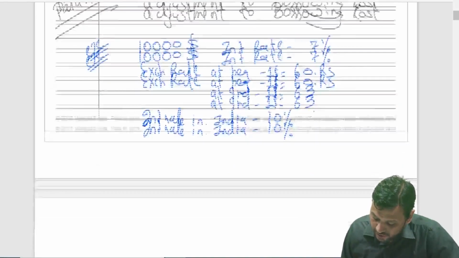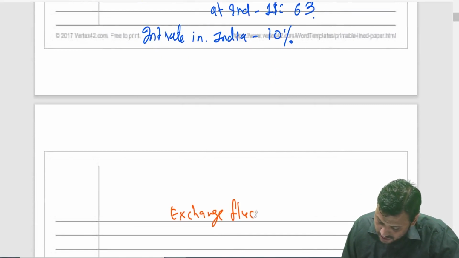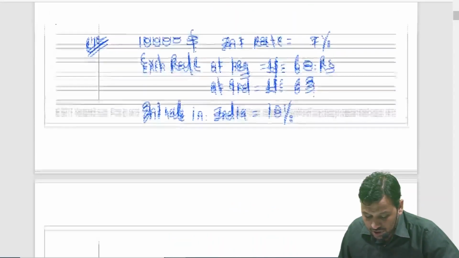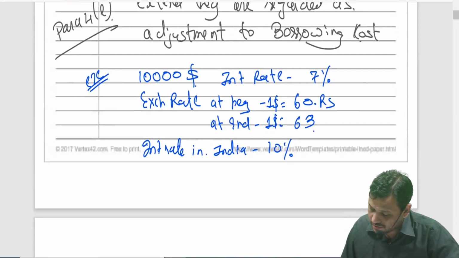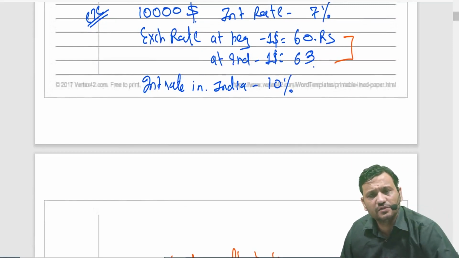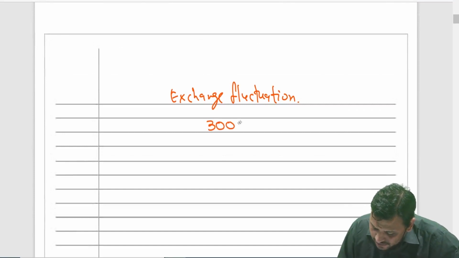So now, my dear, what is happening is you have exchange fluctuations. What is the quantum of your exchange fluctuations? Can I say it will be $10,000 into 3 rupees, 30,000? How did I get it? 60 will become 63 at the end of the year. The loan is not yet paid. It is not yet settled. I will translate it at a closing rate. So 60 will become 63. So that is nothing but 30,000.